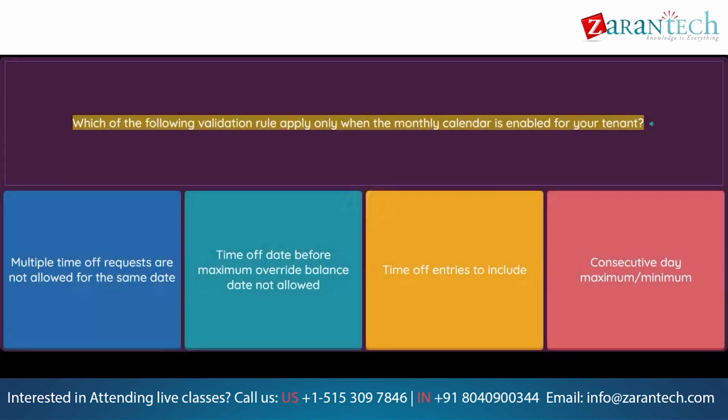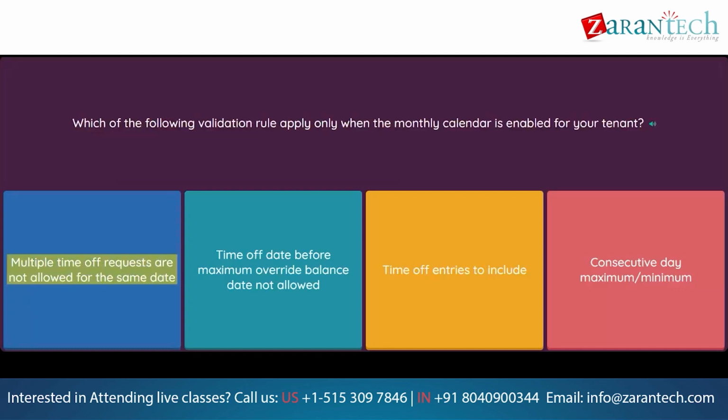Question: which of the following validation rule apply only when the monthly calendar is enabled for your tenant? Option 1: multiple time off requests are not allowed for the same date. Option 2: time off date before maximum override balance date not allowed. Option 3: time off entries to include. Option 4: consecutive day maximum/minimum.